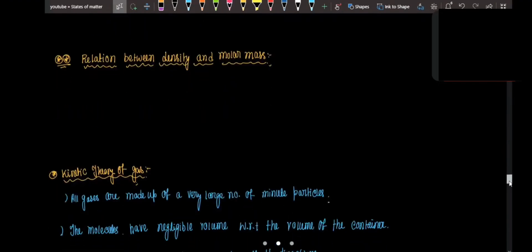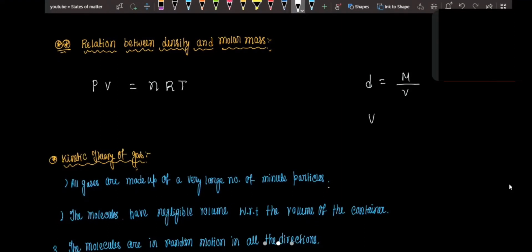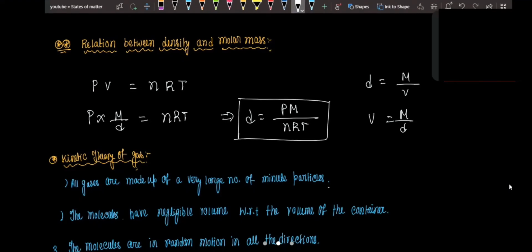Sometimes they ask you questions from kinetic theory of gases related to these types of questions. So it's very simple. PV equals nRT. Just write it down first. Now when we are talking about density, density equals mass over volume. So V can be written as mass by density, m by d. Now you just have to write that in place of V. So PV equals nRT becomes P times m by d equals nRT. Now you just find out what d is. So d would be equal to Pm by nRT, and that's it. Very simple. In this way, you can solve the questions related to density.